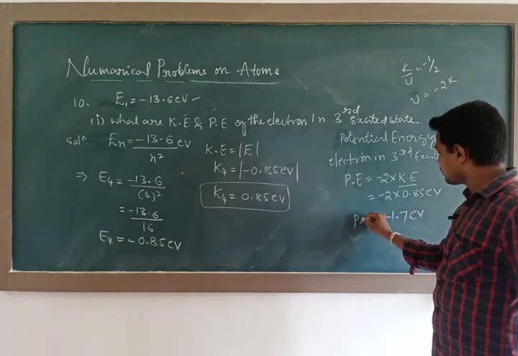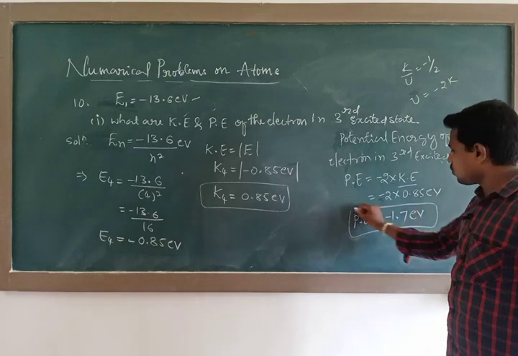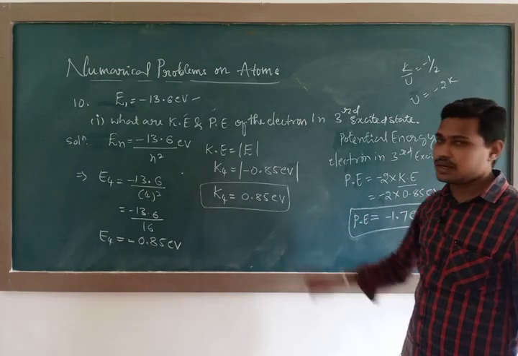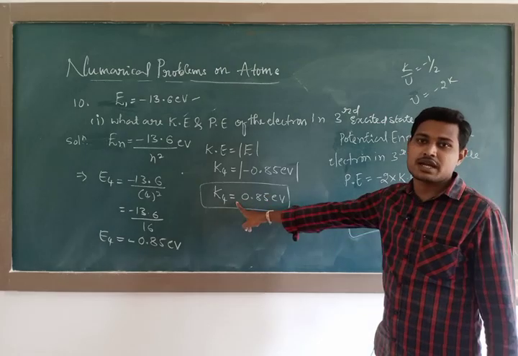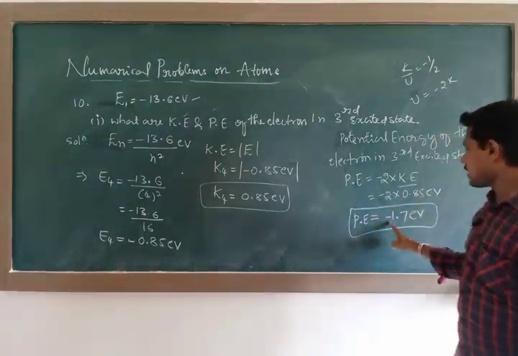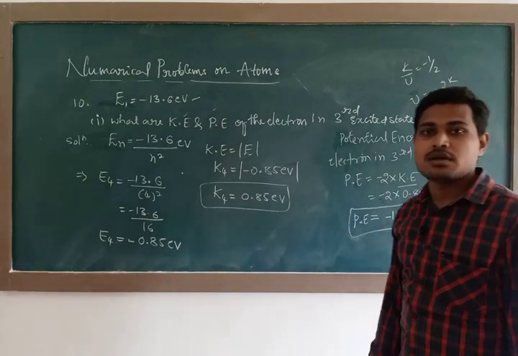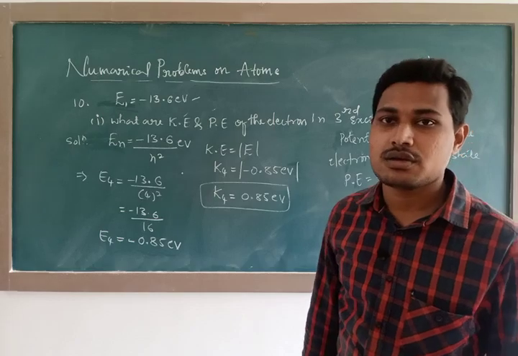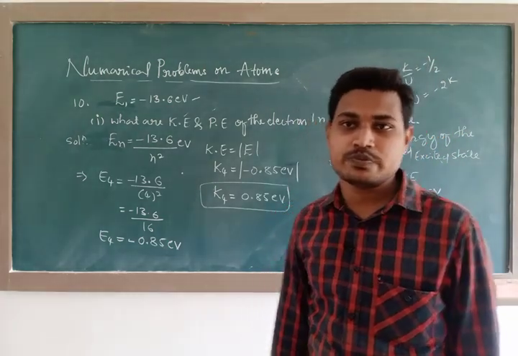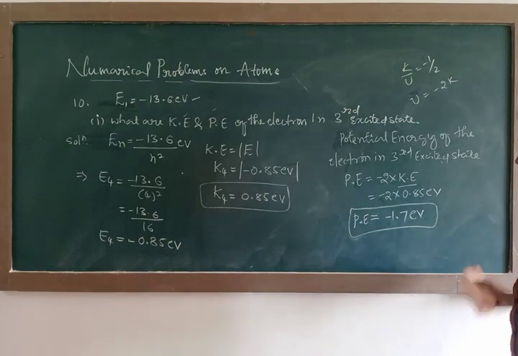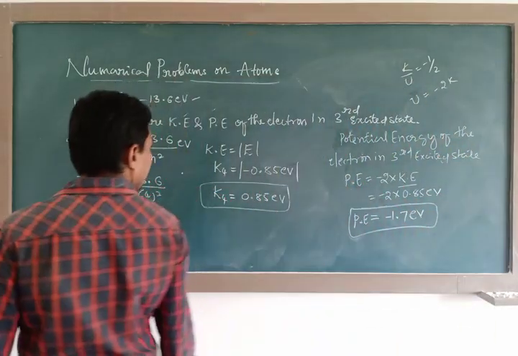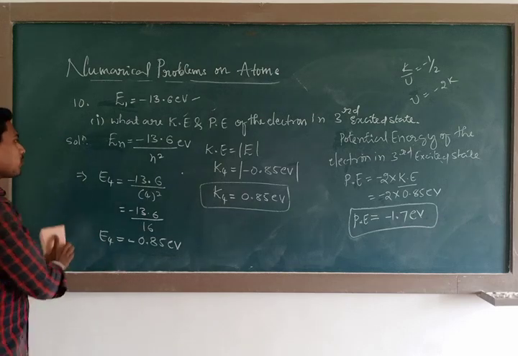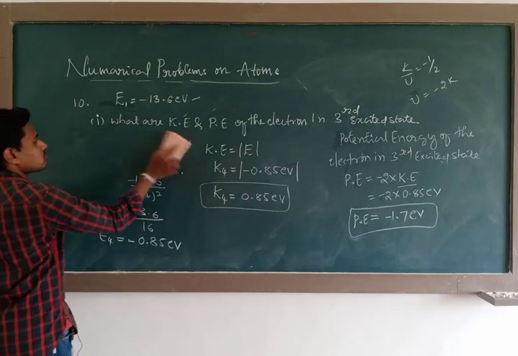Minus 1.7 electron volt. This is potential energy, and this is kinetic energy. Kinetic energy is positive since the electron is revolving. Potential energy is negative because it lost its potential energy and gained kinetic energy. The law of conservation of energy is true. Next. So, this is the first part of the problem. Next part of the problem.